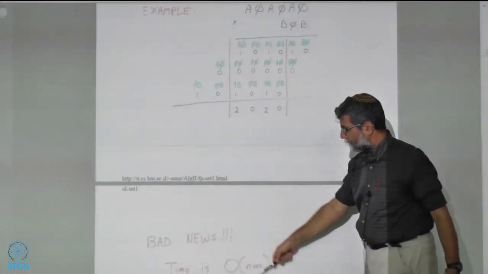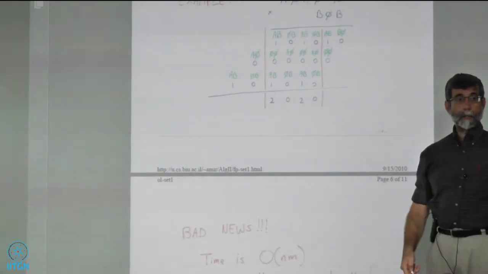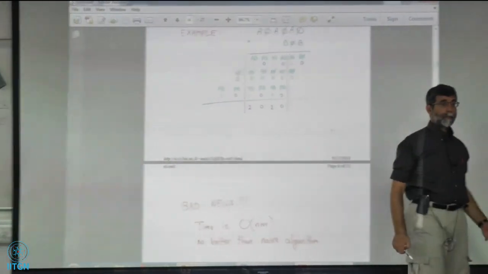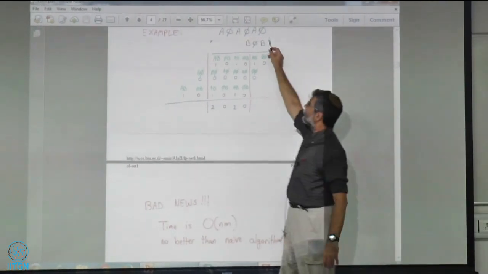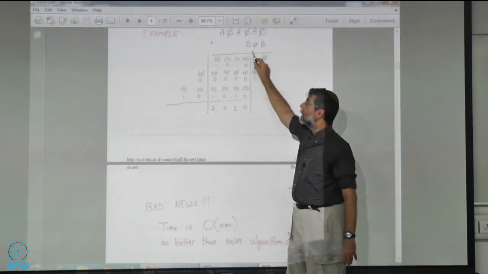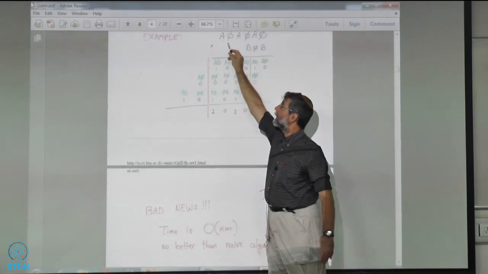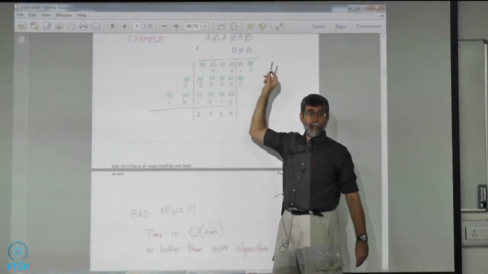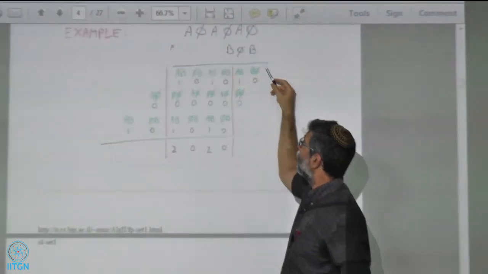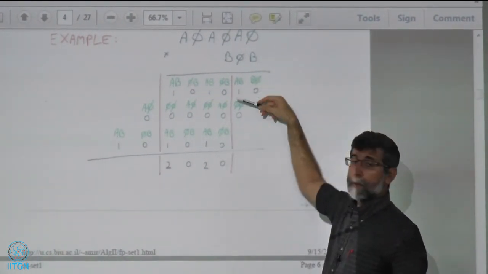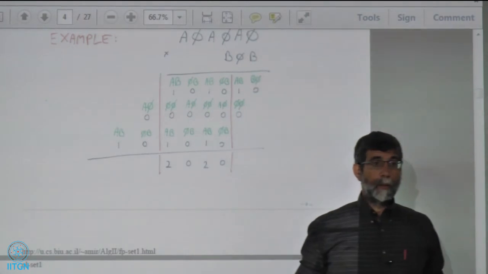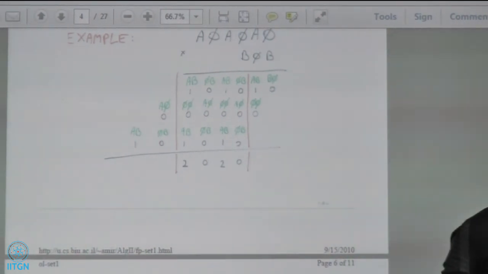The bad news is, what's the time for this thing? N times m. If you look at what we did, this is n, the length of the text. This is m, the length of the pattern. And we multiply them, so what we have is n appearing m times, and then we add. So it's n times m. This is what the operation is.